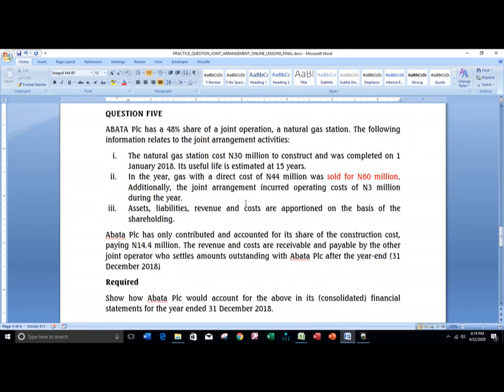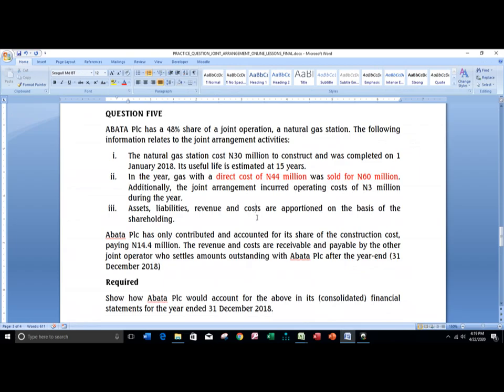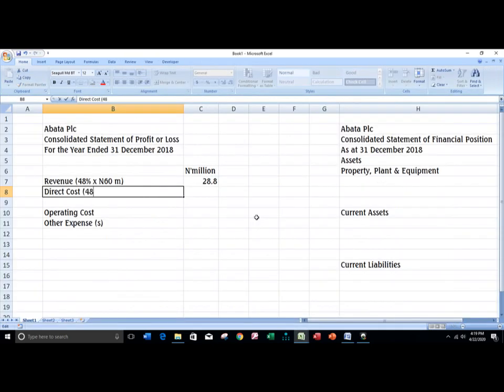How much is the direct cost? The direct cost involved is 44 million, because the joint operation will take its own share. So that's how much? 48% of how much? 44 million. Good. So 48% of 44 million is 21.2. So put minus in front so that it shows, put it into account format.